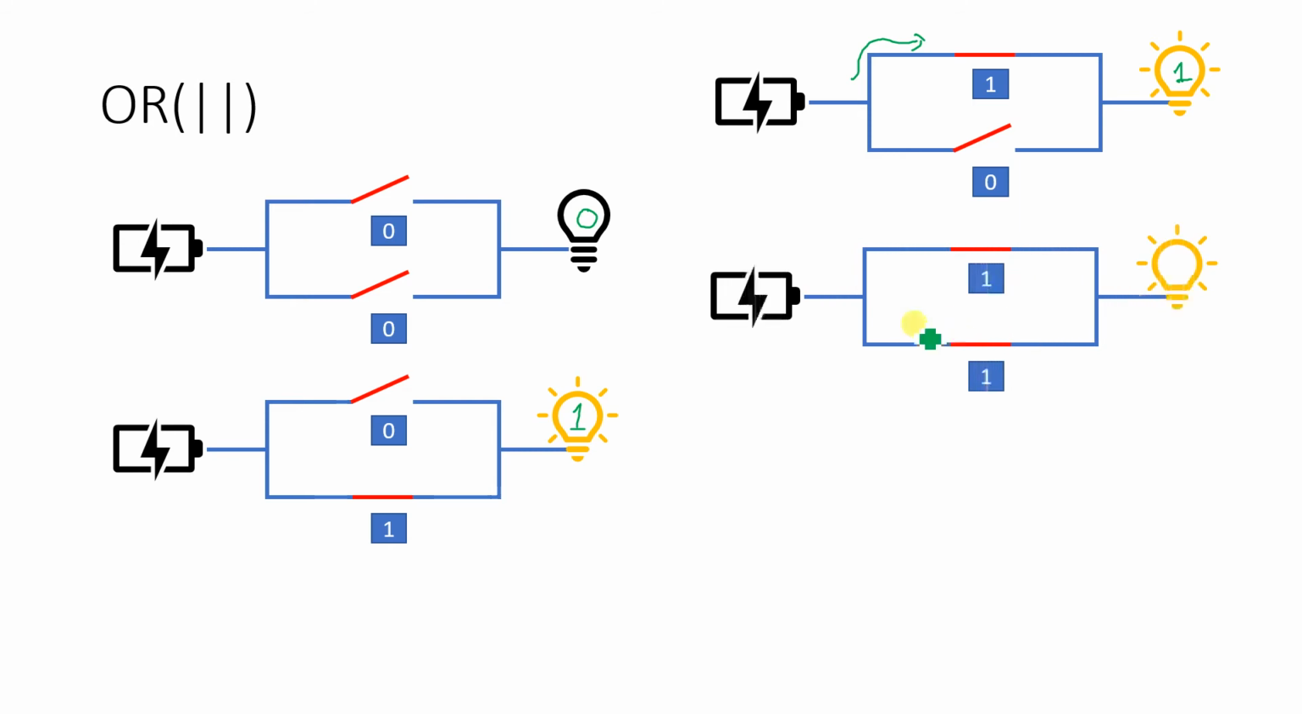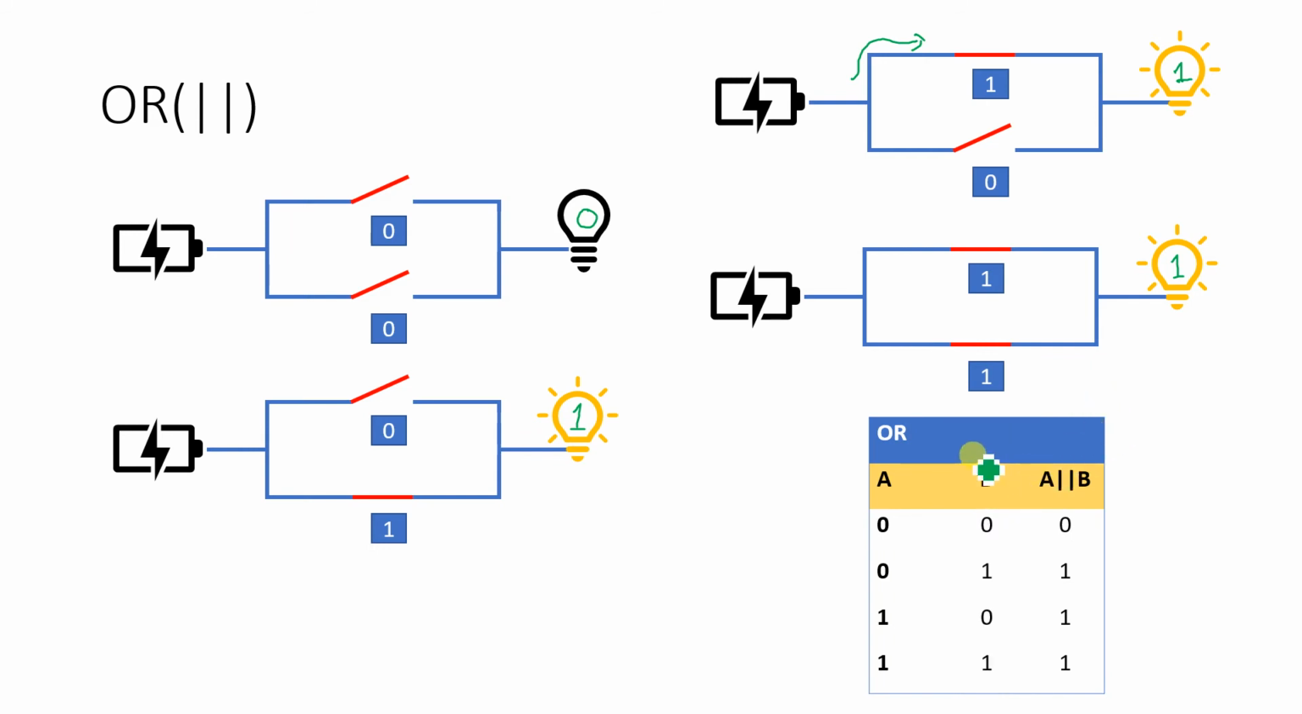And finally, if the current has been passed both ways, then also the bulb will glow. So for 1 and 1, the bulb will glow. So that is 1. So let me draw the truth table.